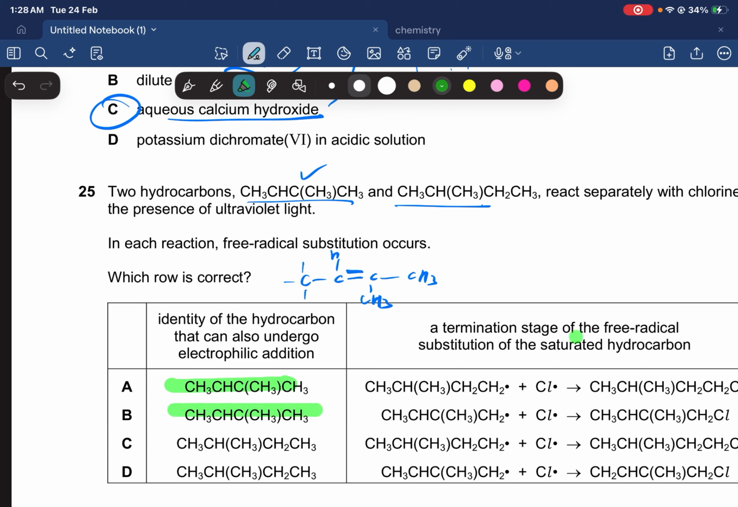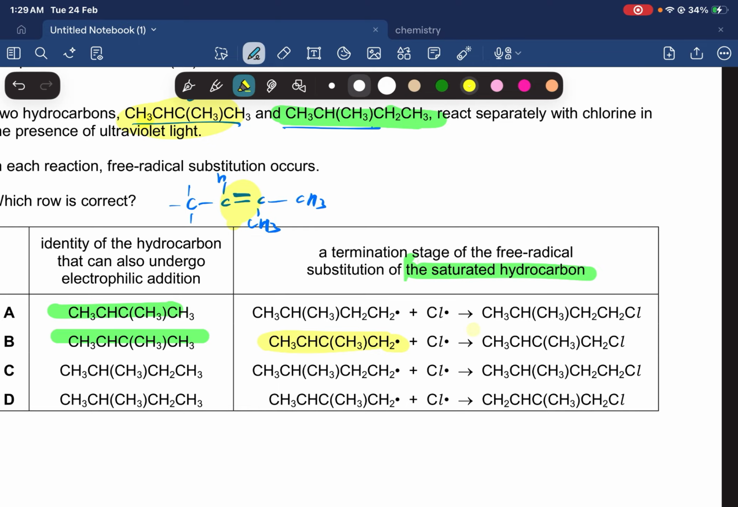A termination stage of the free radical substitution of the saturated hydrocarbon. This one is saturated because the first one we just figured out has a double bond. Double bond means unsaturation. So this is going to be the reaction. 2 free radicals. Wait. No. Which one's saturated? Which one's unsaturated?